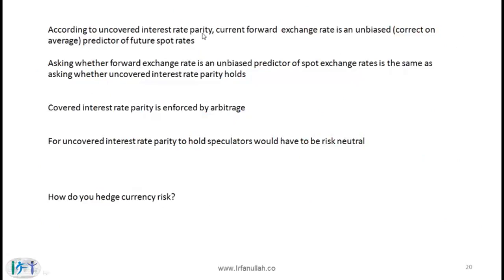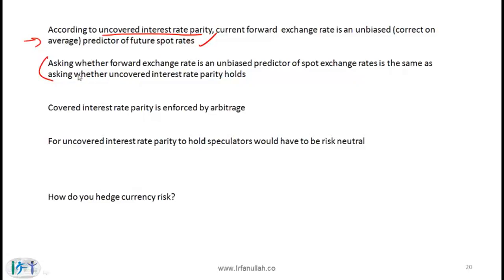According to uncovered interest rate parity, the current forward exchange rate is an unbiased predictor of future spot rates. So as you just saw, the formulas for the forward rate and the expected spot rate are essentially the same. And since they are the same, we can conclude that according to uncovered interest rate parity, the forward exchange rate is an unbiased predictor of future spot rates. So just memorize the statement. The curriculum makes another useful statement which helps you understand this concept.